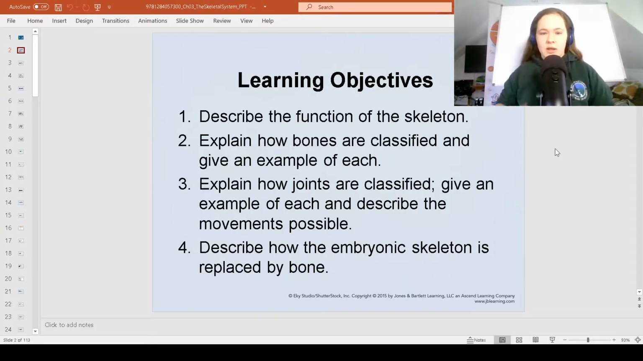We've got our learning objectives. First things first: describe the function of the skeleton, explain how bones are classified, and give an example of each. Explain how joints are classified, give an example of each, and describe the movements possible. Describe the embryonic skeleton and how it is replaced by bone.